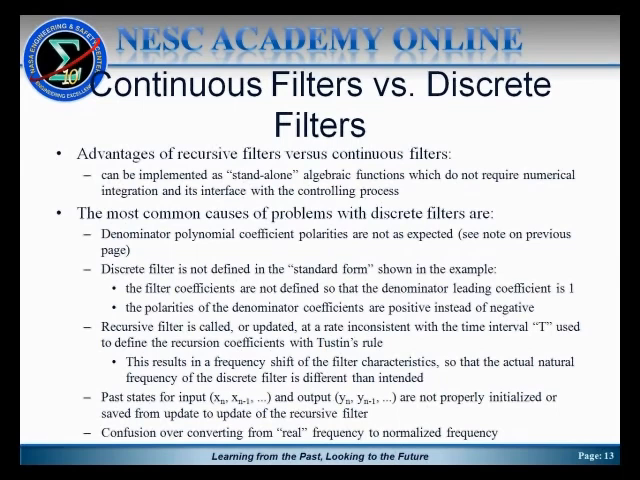Another common mistake is if you forget to save the previous states for inputs, x sub n minus 1, x sub n minus 2, up to whatever the order of the filter is, or the outputs, y sub n minus 1, y sub n minus 2. If those are not properly initialized, or if they're not saved from one update to the next of the filter, you'll have some issues. And then finally, there's confusion over what's referred to as normalized frequency versus what's called real frequency, and we'll talk about that a little bit later in today's discussion, as well as in part 4 of this presentation.